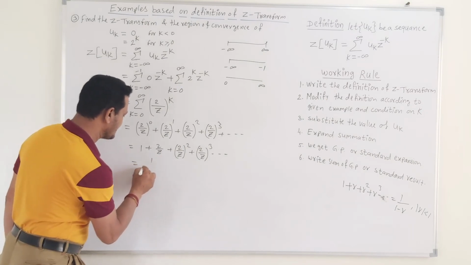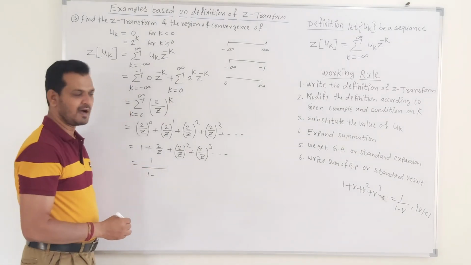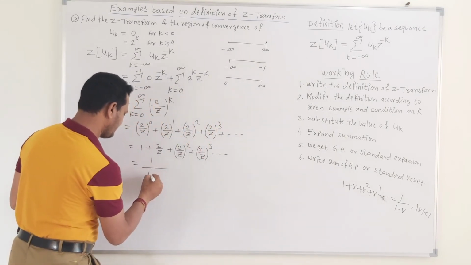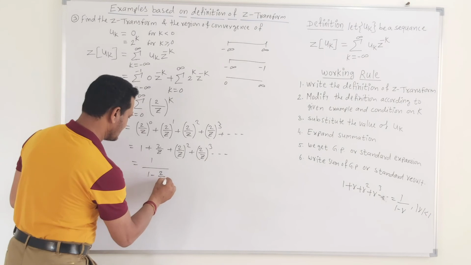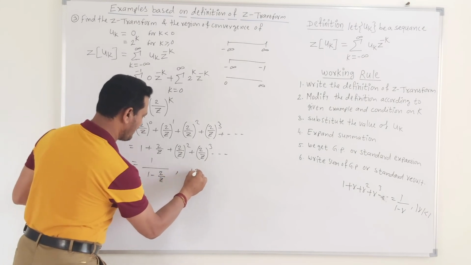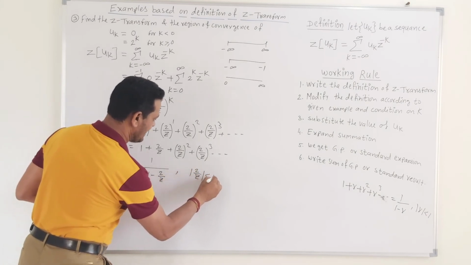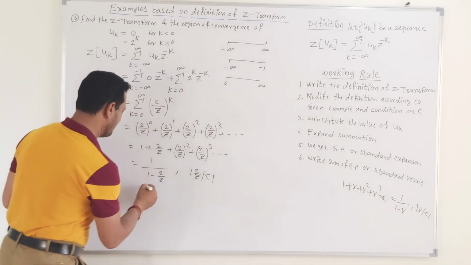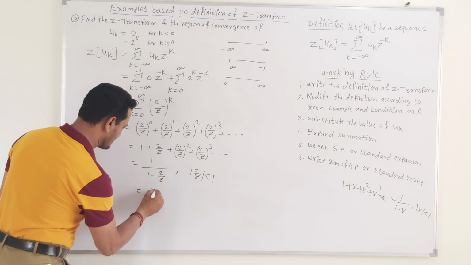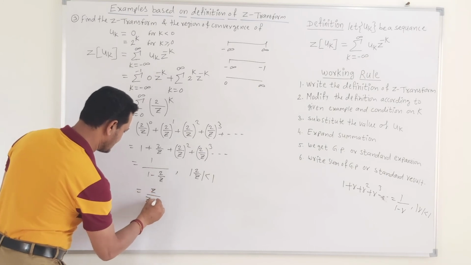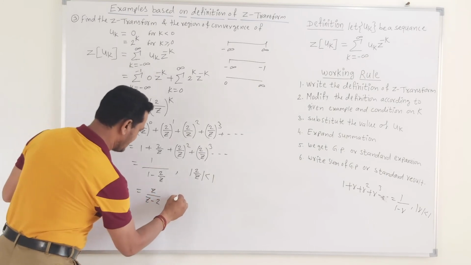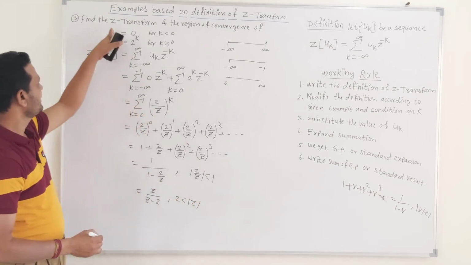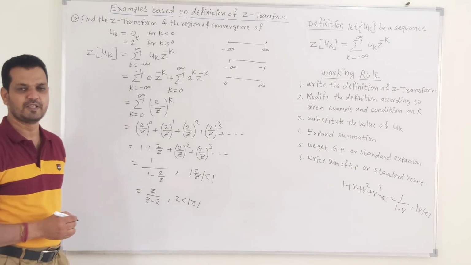So we can write its sum as 1 upon 1 minus r. So this is 1 upon 1 minus 2 upon z, where 2 upon z is less than 1, according to the condition mod of r is less than 1. If we take the reciprocal, we get z upon z minus 2, where 2 is less than mod of z. So this is the required z transformation of the given example.